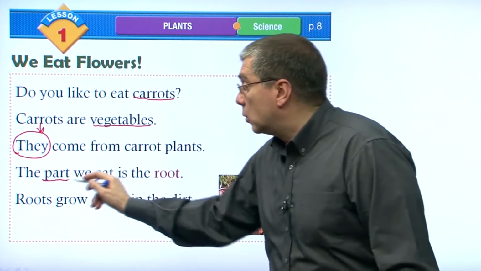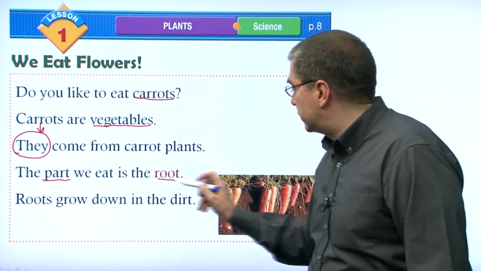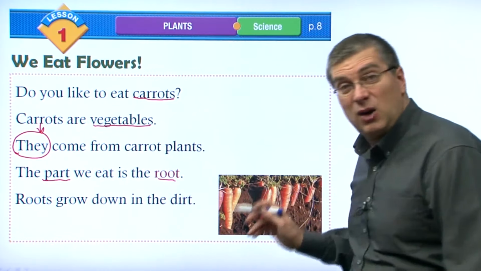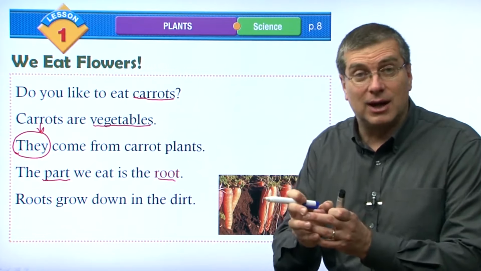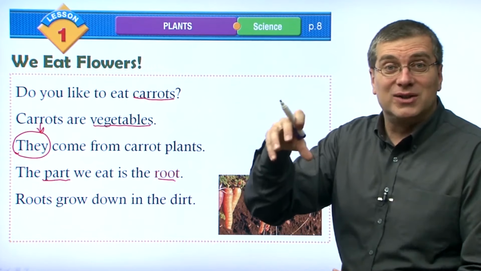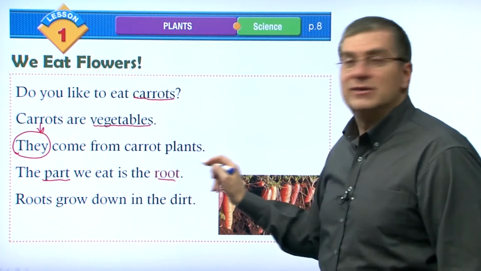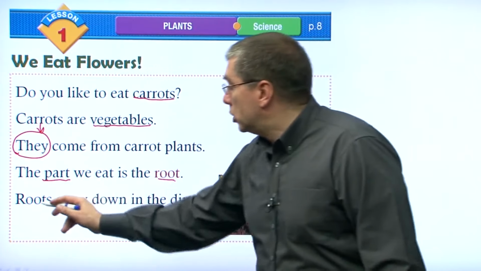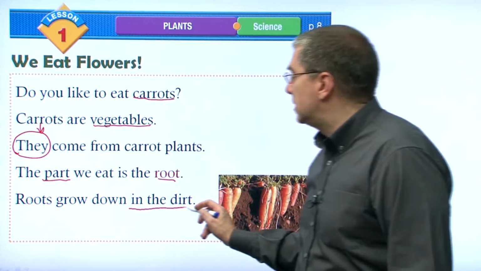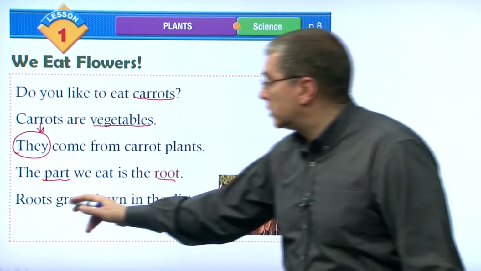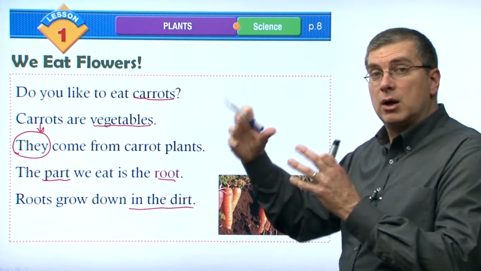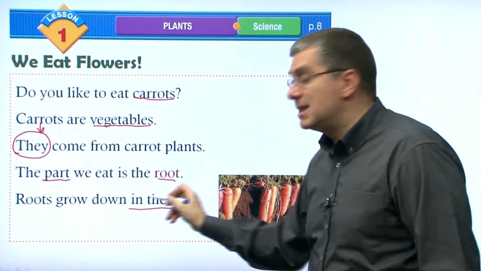The part we eat is the root. A carrot root is very big, right? It's the biggest part of the carrot plant. So the part we eat is the root. Roots grow down in the dirt, underground. So roots grow, they get bigger underground, in the dirt.